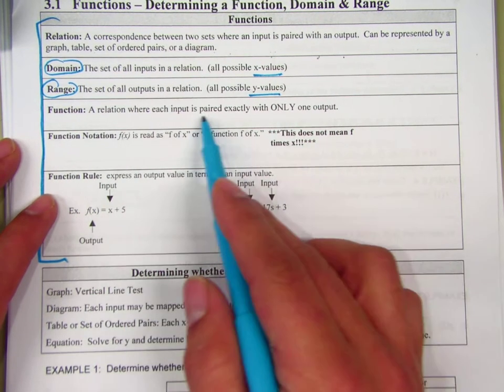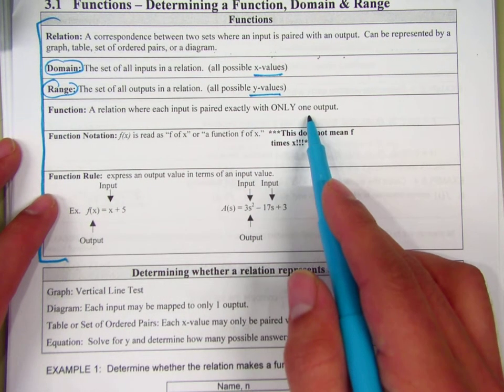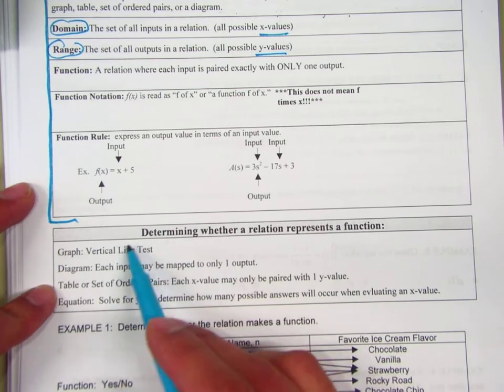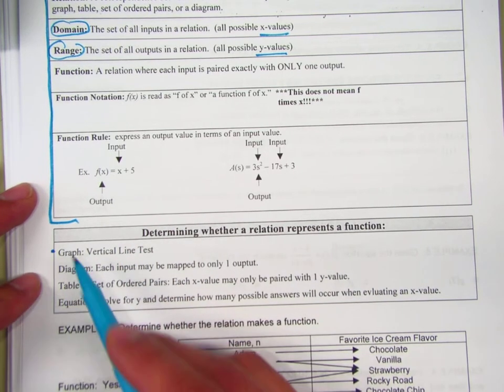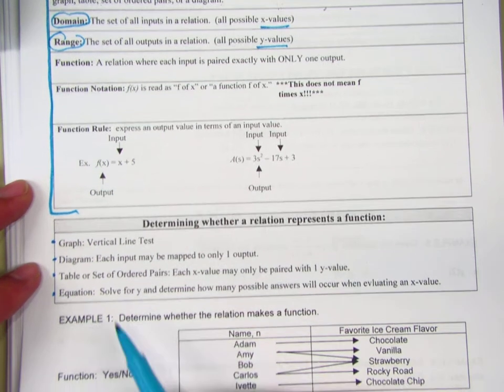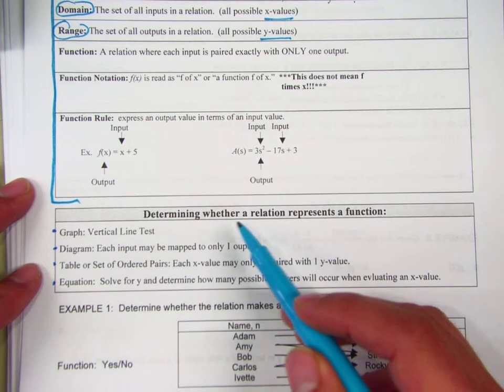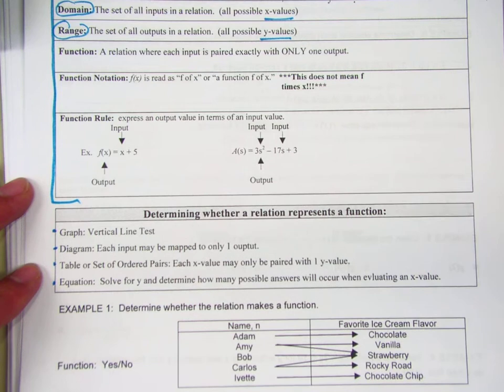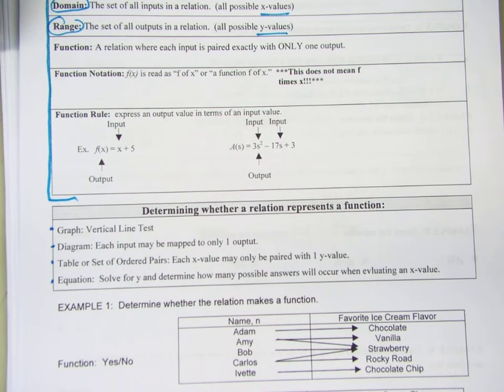Function, every input has exactly one output. That's something you already know. There's something we call the vertical line test. Okay, so these options here are 4 different ways that you can decide whether or not some sort of relationship that you have is actually a function or not. Okay, so let's start with example 1.